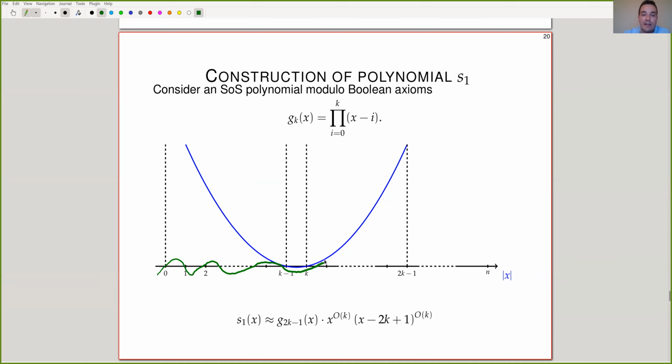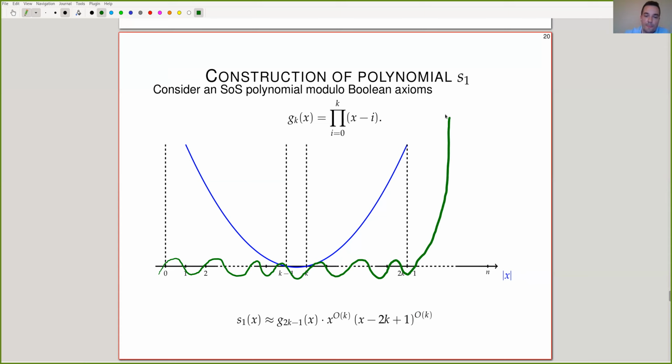So it looks like a good candidate for S1 polynomial, but the problem is that here, since the degree is greater than 2, it grows very fast. So this I really don't like in this polynomial. So what we do, we'll consider polynomial g2k minus 1 of x, and actually this polynomial has 2k roots. It goes up to here, and here it grows very fast. So this is already a much better polynomial.